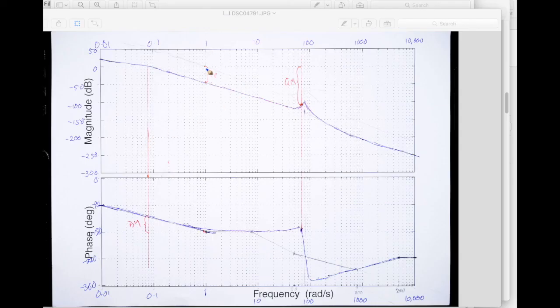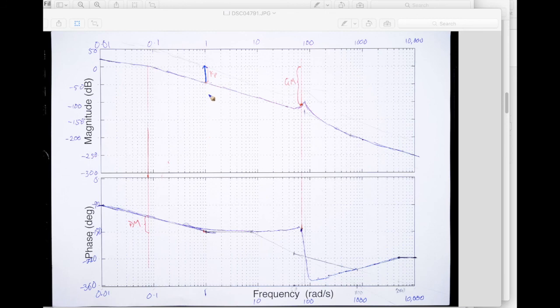Now, how do we get a crossover of 1 radian per second? Well, we need to push up this Bode plot, right? And you remember that if we just adjust a proportional gain on the system, the proportional gain doesn't do anything to the phase response. This will stay the same. On the other hand, the magnitude response will just be pushed up or down.